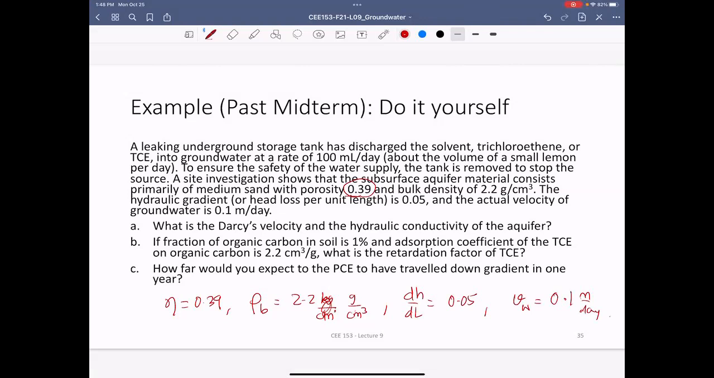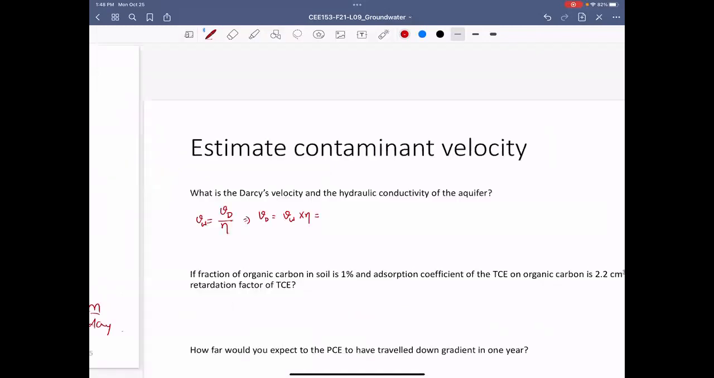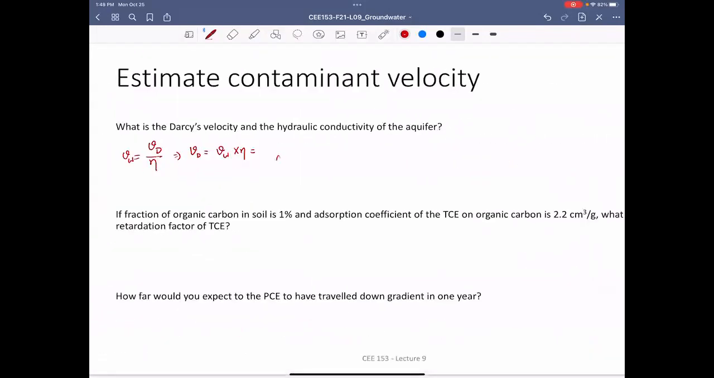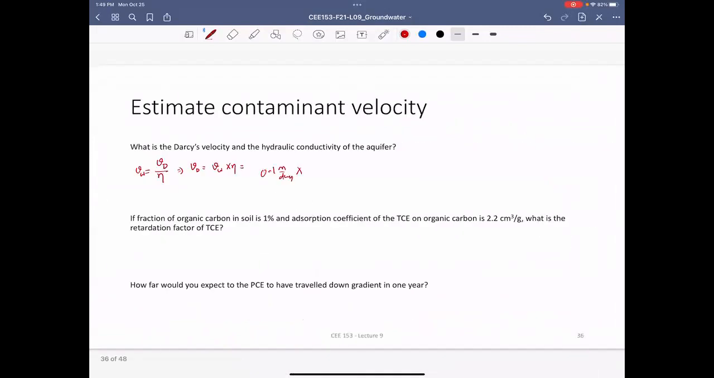The first question is, what is the Darcy's velocity? Darcy's velocity divided by porosity is groundwater velocity. That's something you know from before. So Darcy's velocity is basically velocity of groundwater times porosity. Those numbers are given, as in the previous questions: 0.1 meter per day times porosity of 0.39.